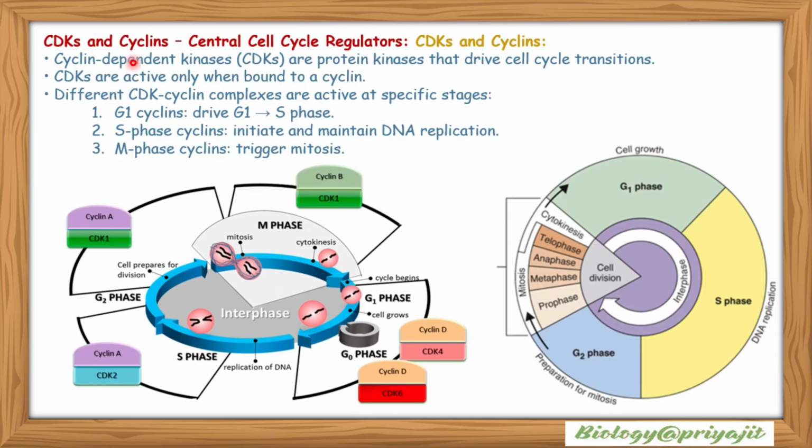CDKs and cyclins are the central cell cycle regulators. Cyclin-dependent kinases or CDKs are protein kinases. We know that protein kinases are enzymes which are responsible for phosphorylating proteins, so that they drive the cell cycle transitions. CDKs are active only when bound to a cyclin protein. So different CDK-cyclin complexes are active at specific stages: G1 cyclin that drives G1 to S phase, S phase cyclin that initiates and maintains DNA replication, and M phase cyclin that triggers mitosis.